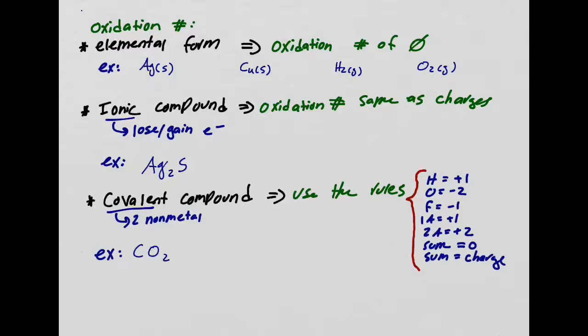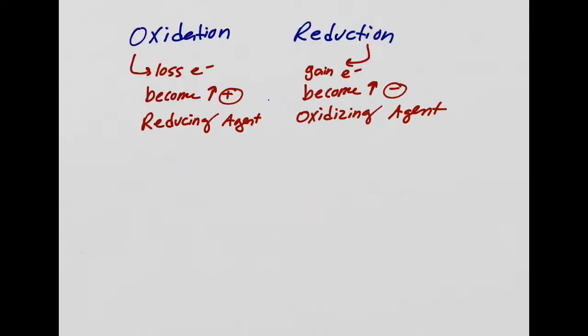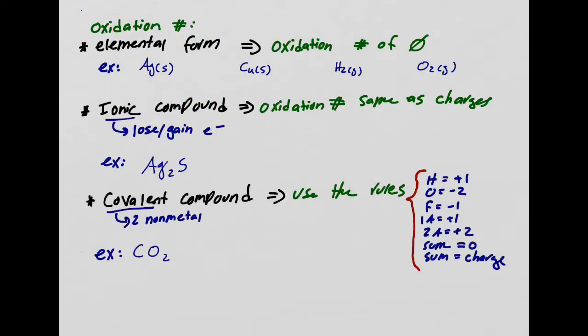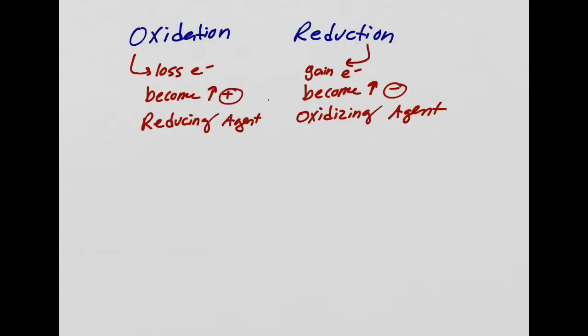Alright, so one of the things that I want to go over, because I know some of you are having a problem with, is oxidation number. But first, remember, redox is oxidation and reduction. Oxidation: loss of electron, you become more positive, you're a reducing agent. Reduction: gain of electron, you become more negative, you're an oxidizing agent. But before we can figure out what's been oxidized and what's been reduced, we need to assign oxidation numbers. So assigning oxidation numbers will help us figure out which one is being oxidized and which one is being reduced.